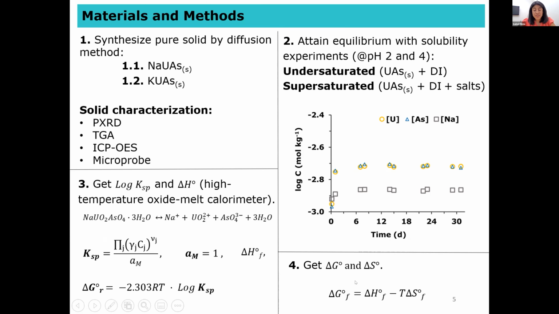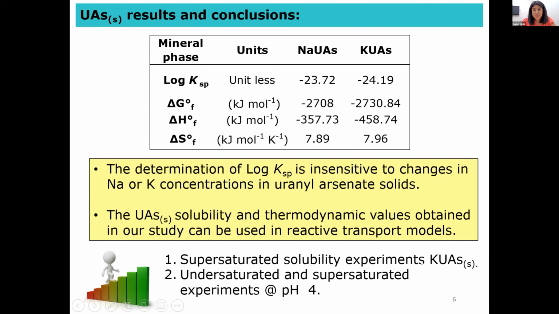And with the free Gibbs energy of reaction, I can get the free Gibbs energy of formation. And with the enthalpy, I can get the entropy of formation. So that's how I get all these thermodynamic variables. And so far, these are the results.